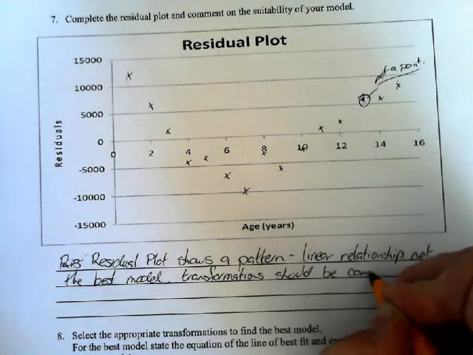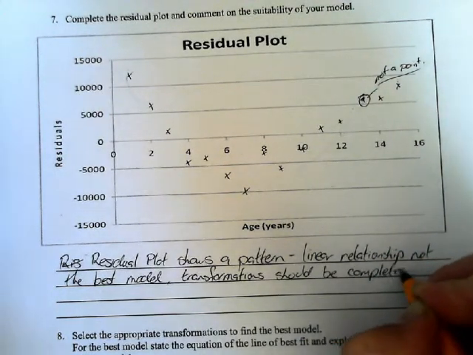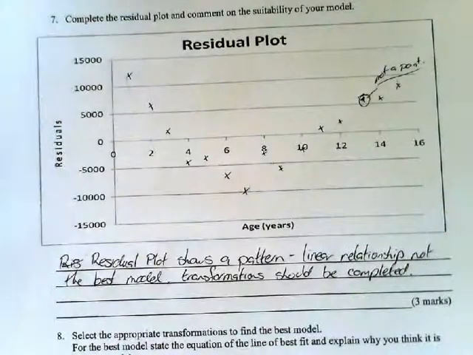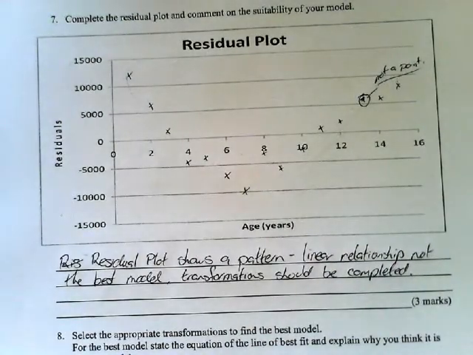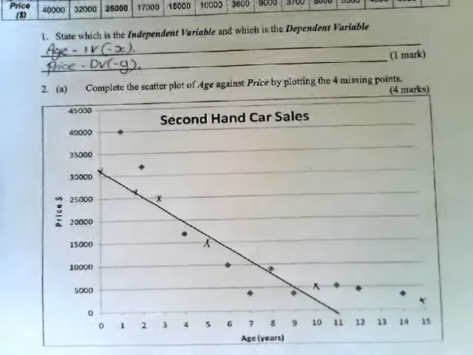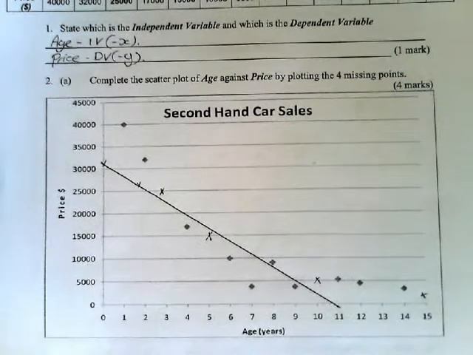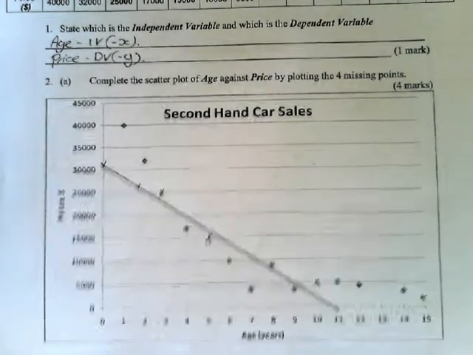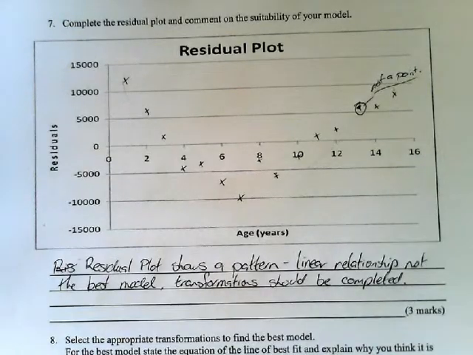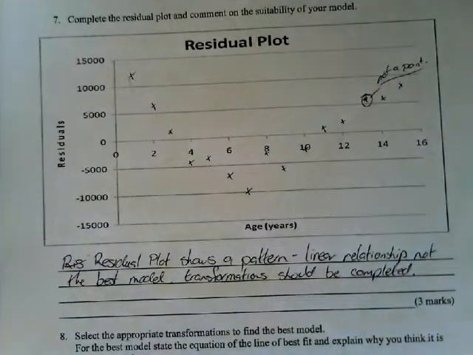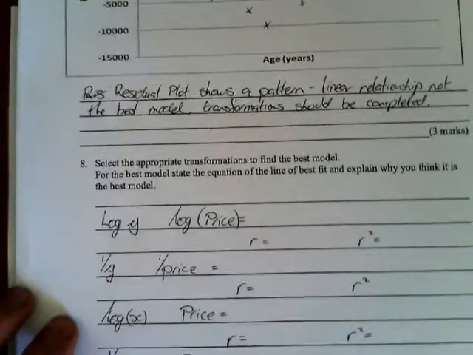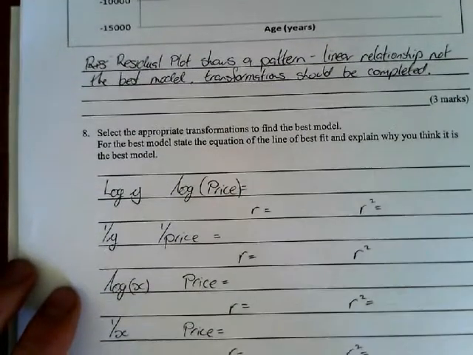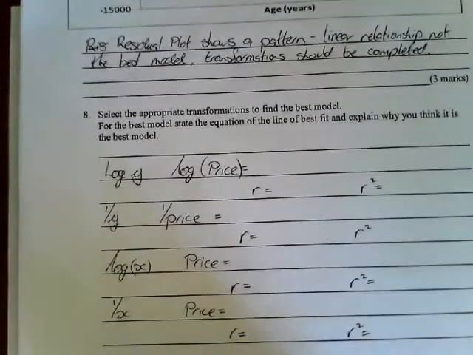Alright, back to our scatter plot to work out what transformations there are. Okay, this is the worst quarter for the circle of transformation. Alright, so we're looking bottom left hand corner. There's going to be 4 of them. Alright, so one of the 4 is going to be a log of y, the log of the price. One of them is going to be the reciprocal of the price. One of them is going to be the log of the age. The other one's going to be the reciprocal of the age.